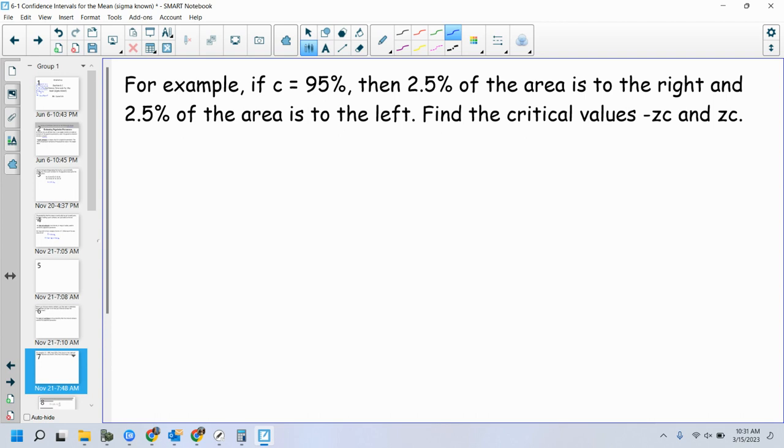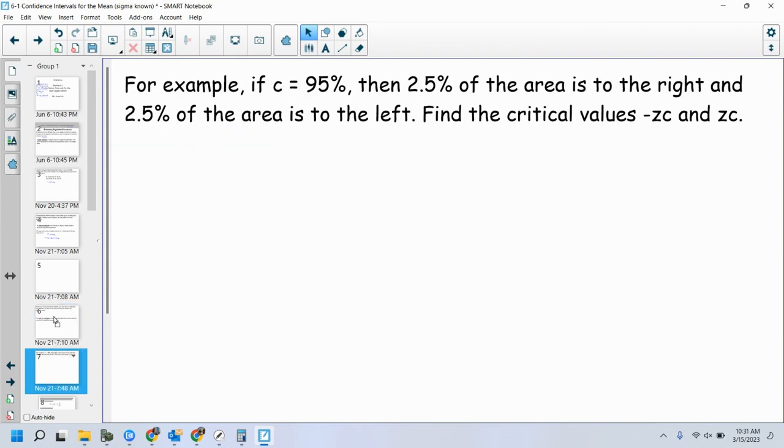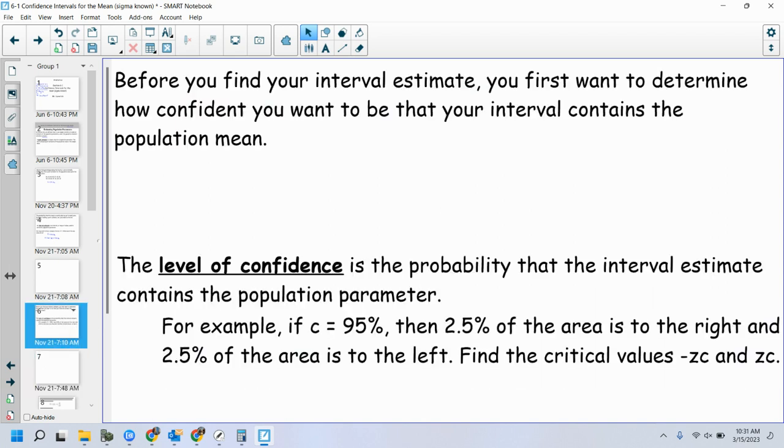For example, we're going to use the lowercase letter c. Sorry, still writing that. I'll go bring this over here.